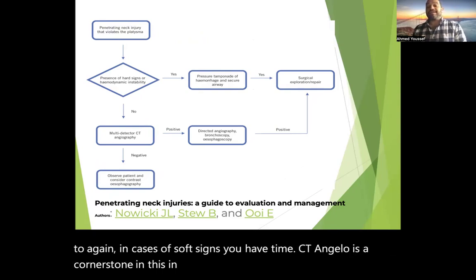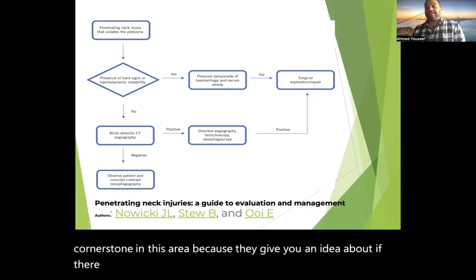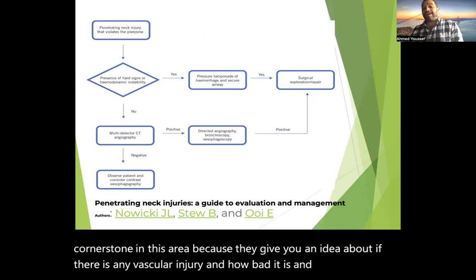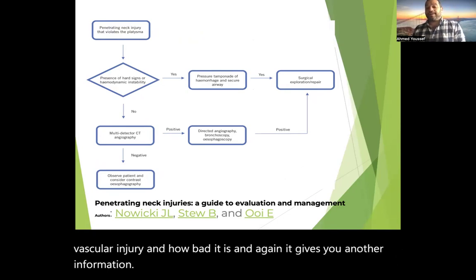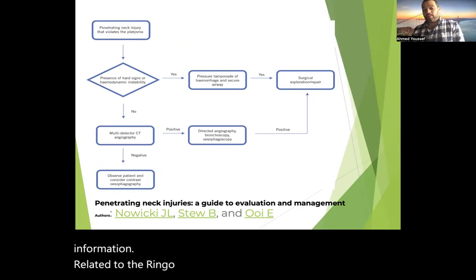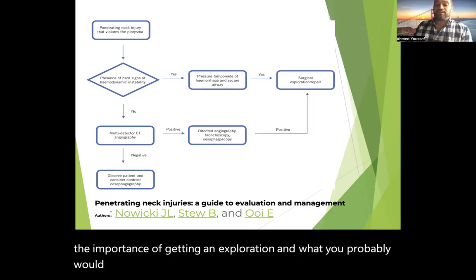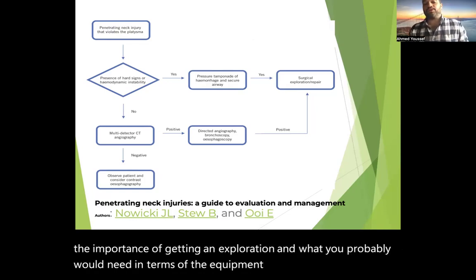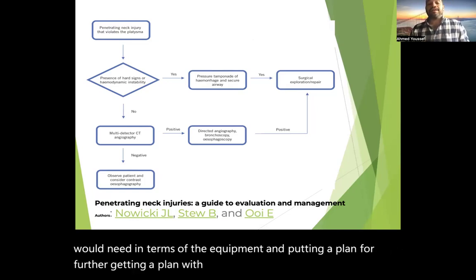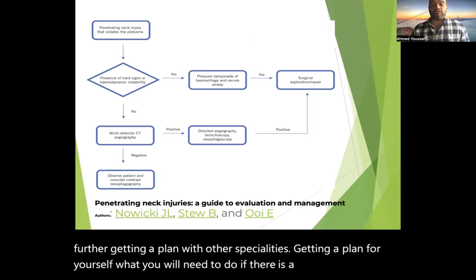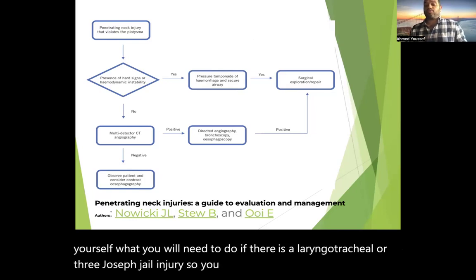in this area because it gives you an idea about if there is any vascular injury and how bad it is. And again, it gives you other information related to the laryngopharyngeal area as well, to highlight the importance of getting an exploration and what you will probably need in terms of equipment, and putting a plan together with other specialties, a plan for yourself, what you will need to do if there is a laryngotracheal or pharyngoesophageal injury. So you do a CT angio and go from there.